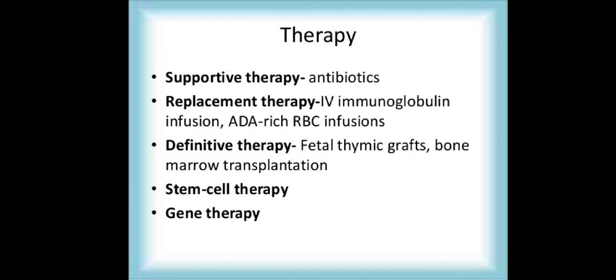In B cell defects, immunoglobulins are grossly reduced, so we give IV immunoglobulin infusions. Definitive therapy: when there is thymus aplasia, we give thymic grafts. Bone marrow transplantation is the main treatment modality for most of these immune problems. Stem cell therapy and gene therapy.